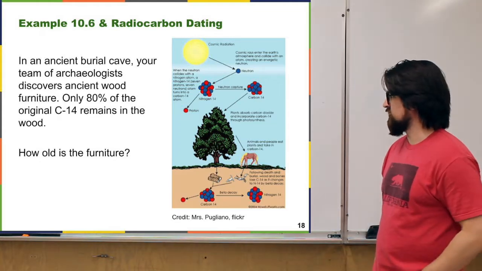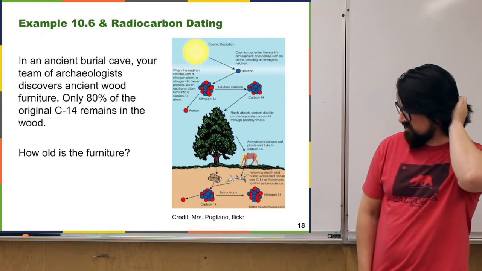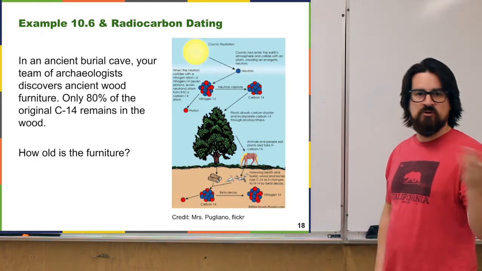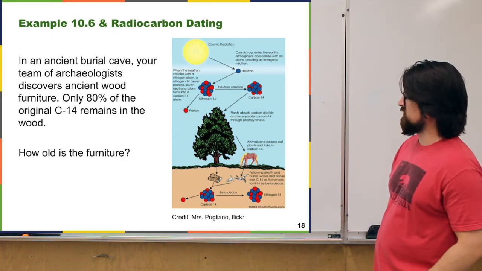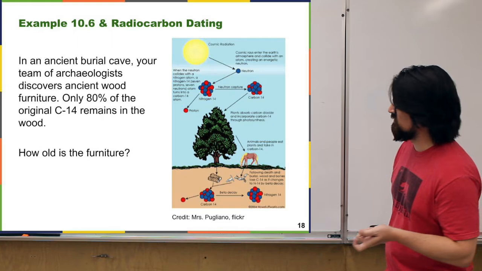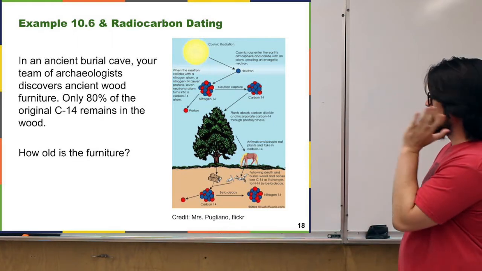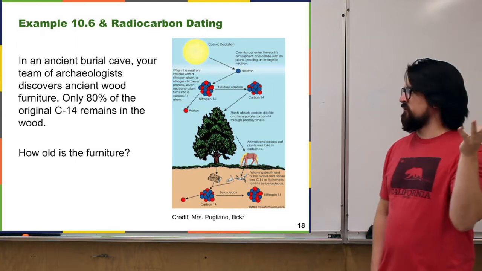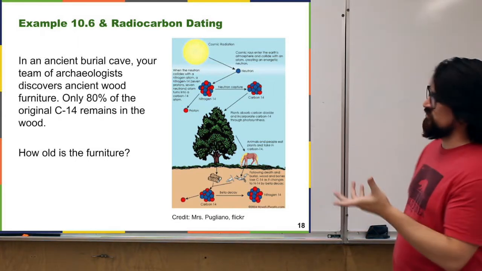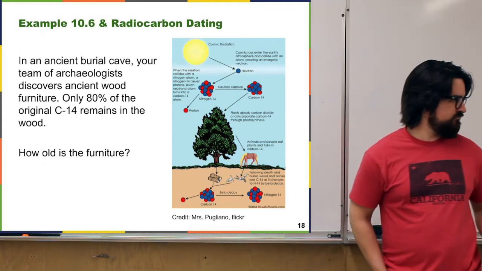So basically, measuring the ratio of carbon-12 to carbon-14 in deceased organisms allows you to date when that organism died. It's a very useful technique, and actually pretty easy to implement, at least once you've measured the carbon-14. So in this example, say you're an archaeologist and you found some ancient wooden furniture, and only 80% of the original carbon-14 remains in that wood. How old is that furniture?